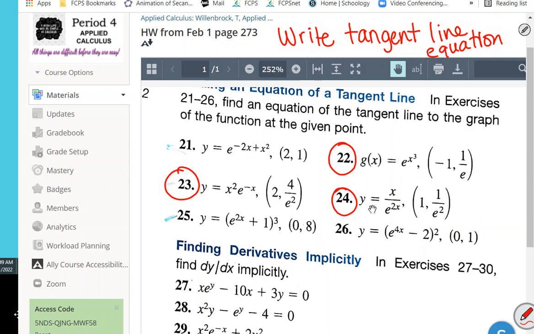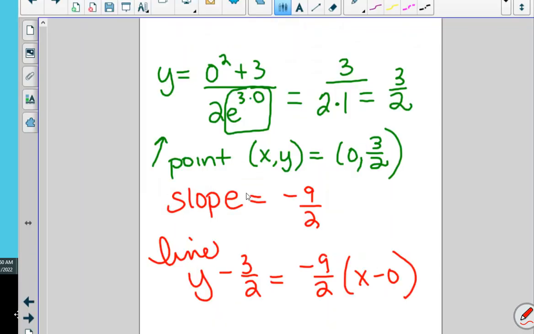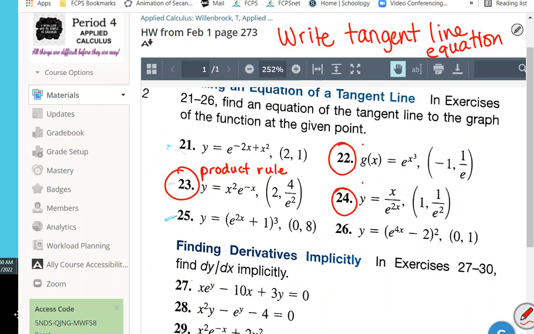22, pretty basic. 24 is a quotient rule. 23 is a product rule. Since we practiced product rule on homework, that shouldn't be so bad. I think I was thinking we were going to do 25 or 26. That's why I pulled a chain rule out, but we're just going to do these three. So 22, 23, 24, finding the tangent line equation. Let me pull this over here. Let you do that. And that's where we are for now.